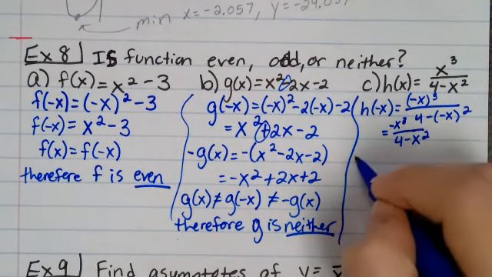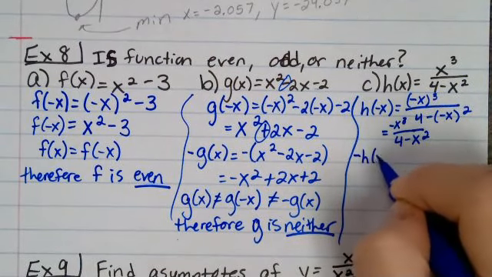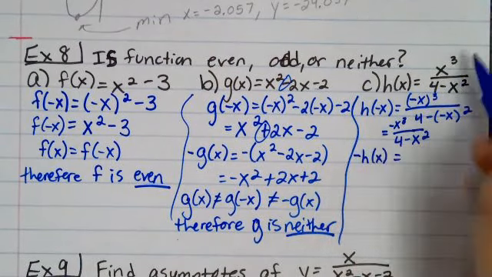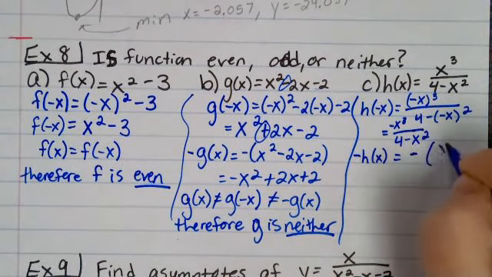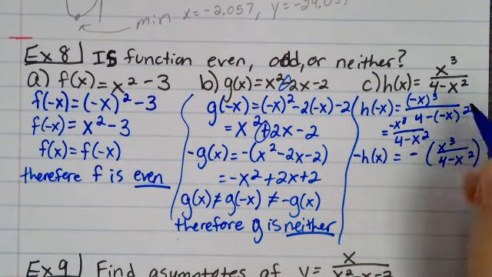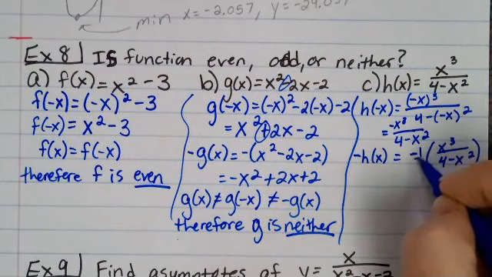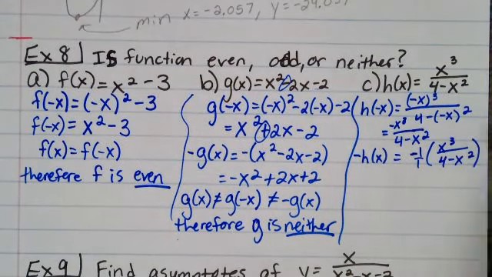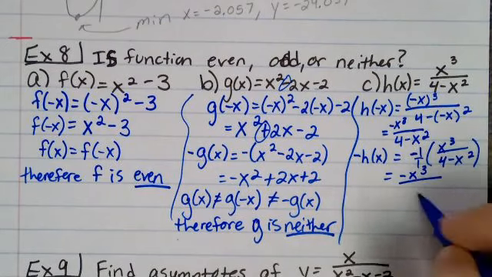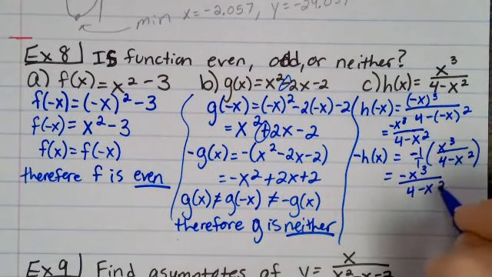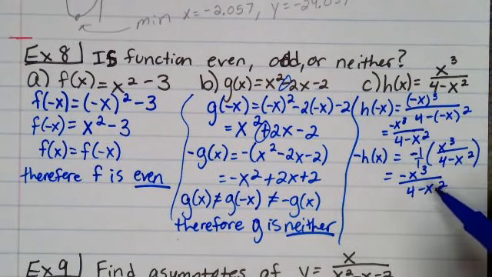So then let's check and see, what about negative h? That would be me taking this function and multiplying by a negative. So I'd be doing a negative times x cubed over 4 minus x squared. It's the same type of thing as taking a negative 1 over 1, okay, if that helps you see it. I would be multiplying that through. That negative 1 times x cubed would be a negative x cubed over, and then we have 4 minus x squared. So I want you to look at this.